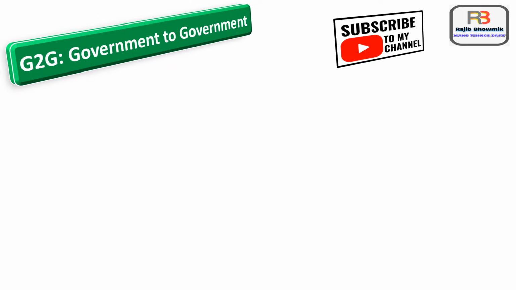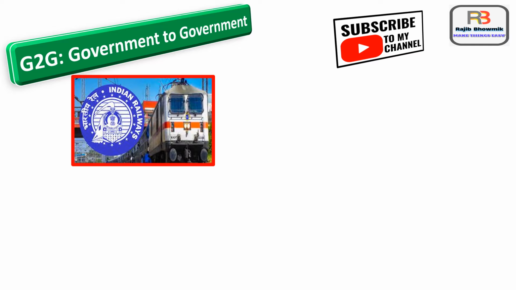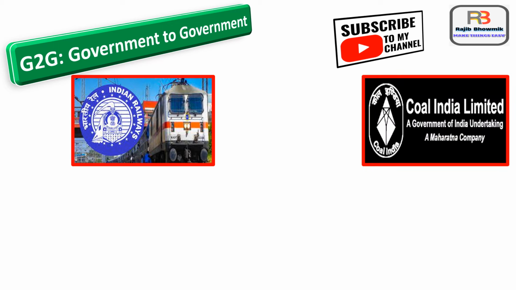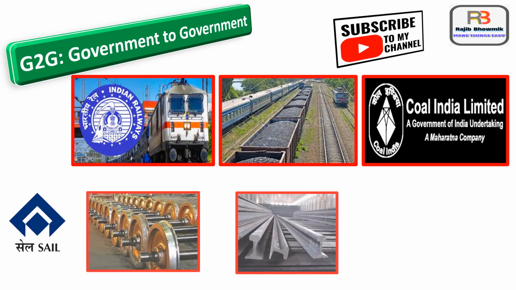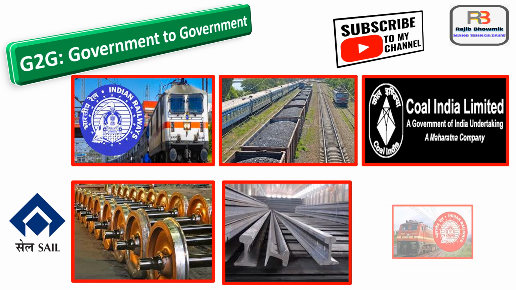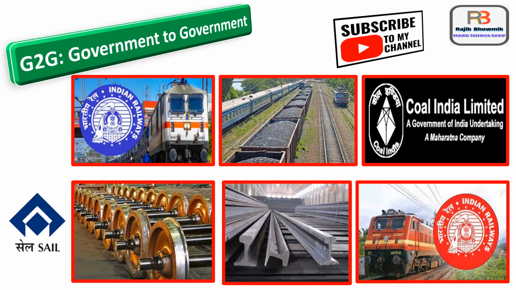G2G, that means government to government. In this, two government organizations do business with each other. Let us see few examples. Indian Railway helps Coal India Limited in coal transportation. Let us see another example. SAIL, that means Steel Authority of India Limited, provides steel to Indian Railway.